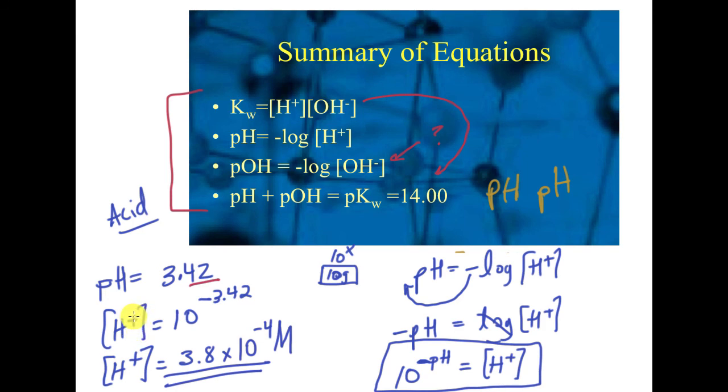And one thing I forgot to mention earlier, by the way, is that your pH has no unit. There is no unit for pH, so don't put any units for pH. There's no molarities. It's a unitless value, just like K.